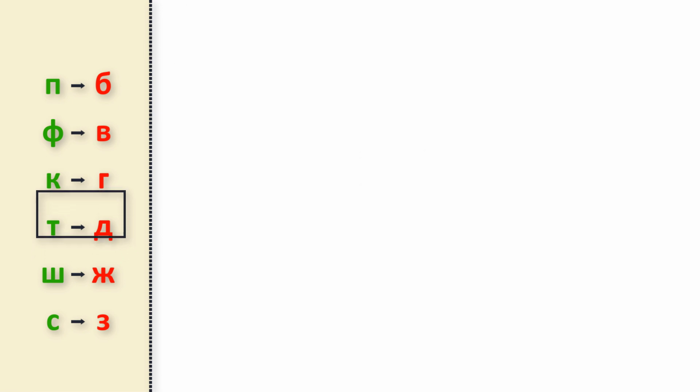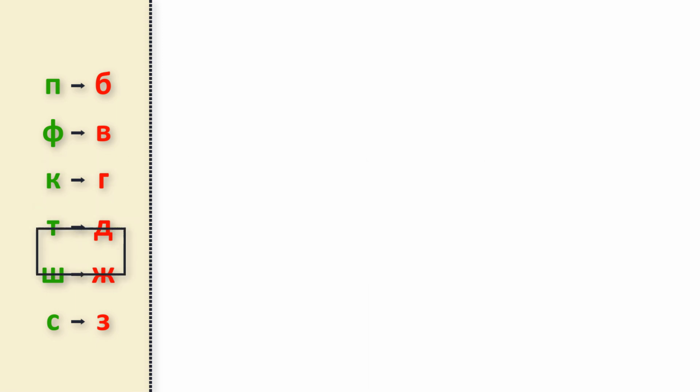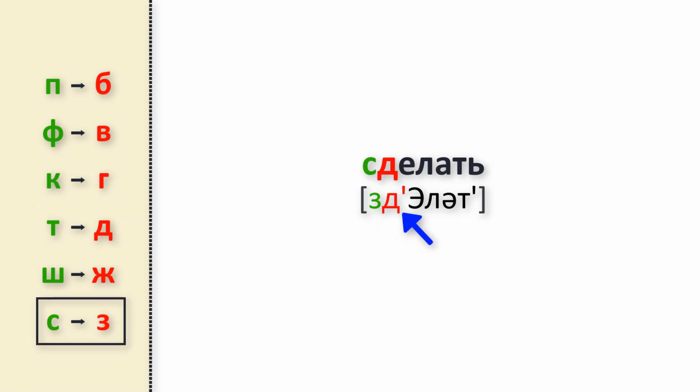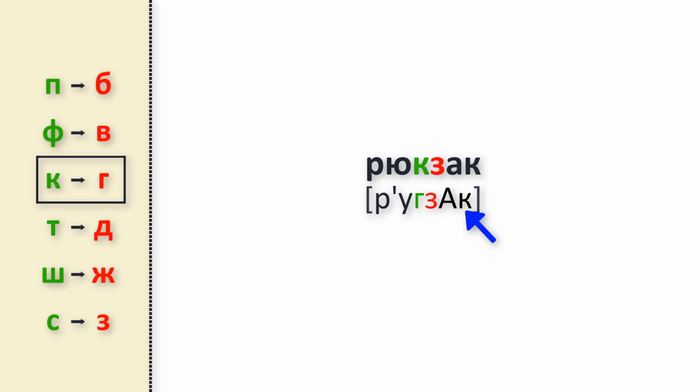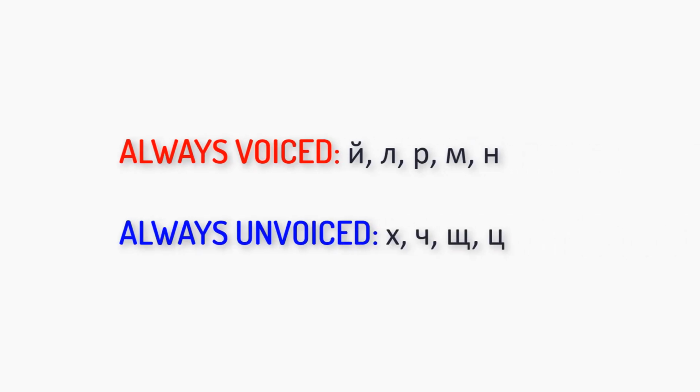Let's read more examples. Вокзал, вокзал. Here we have K pronounced like G. K, unvoiced consonant, comes before the Z, voiced consonant. So we pronounce it like G. Сделать, сделать. Рюкзак, рюкзак. The rest of the consonants are either always voiced or always unvoiced.